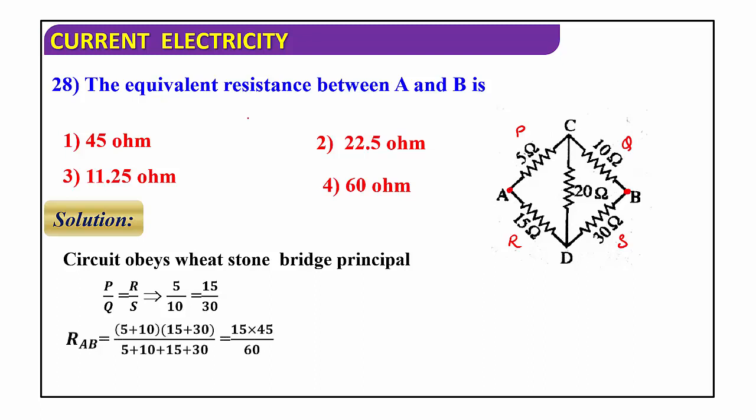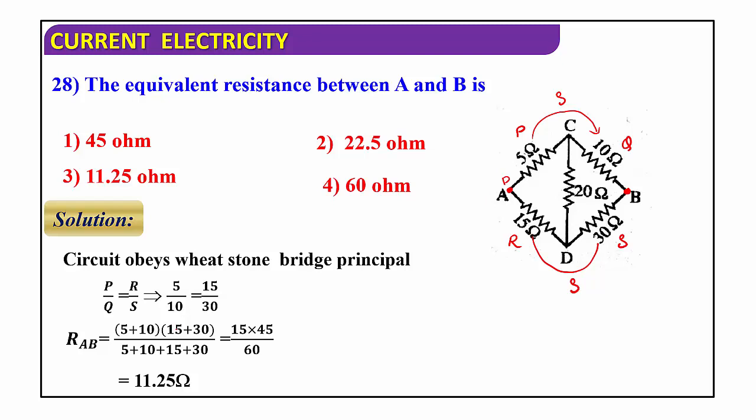So here we can get the value. See here, R_AB is equal to, observe here, 5 plus 10 into 15 plus 30. That means 5 and 10 are connected in series combination, and 15 and 30 are also connected in series combination. Is it clear? So how are they connected? They are connected to the common points A and B in parallel.